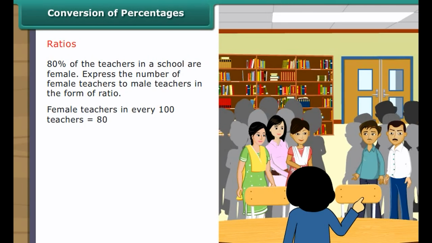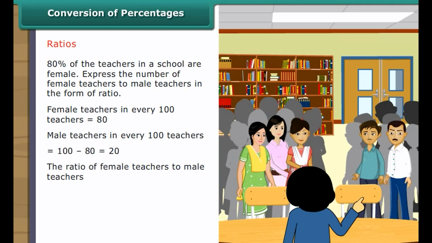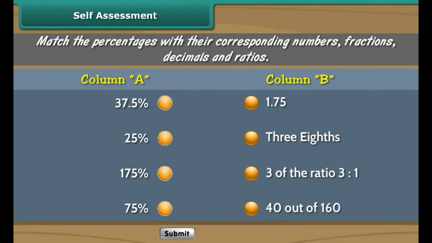Female teachers in every 100 teachers is equal to 80. Male teachers in every 100 teachers is equal to 100 minus 80, which is equal to 20. The ratio of female teachers to male teachers is equal to 80:20, which is equal to 8:2, which equals 4:1. Self-assessment. Match the percentages with their corresponding numbers, fractions, decimals and ratios.